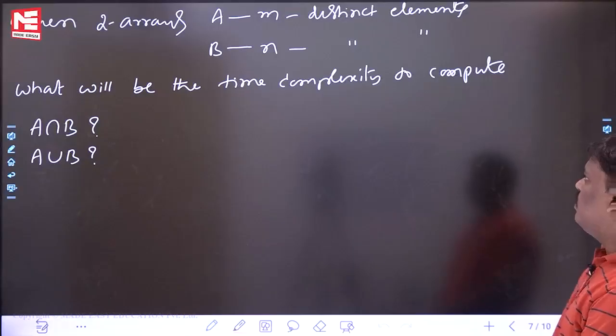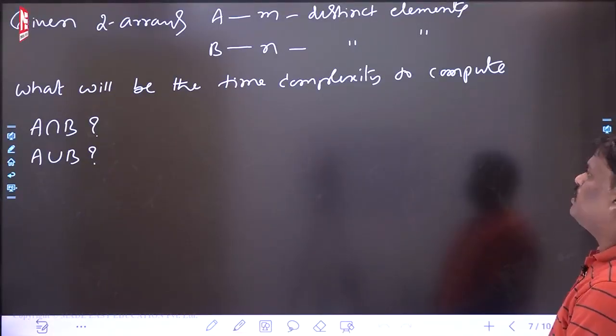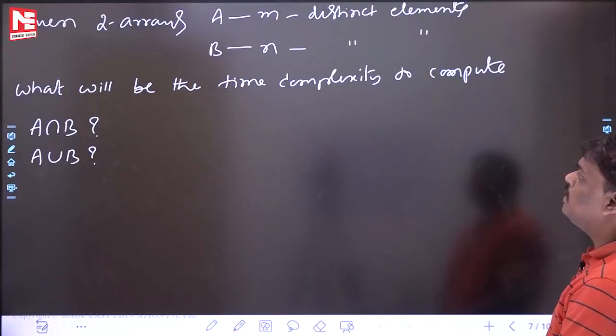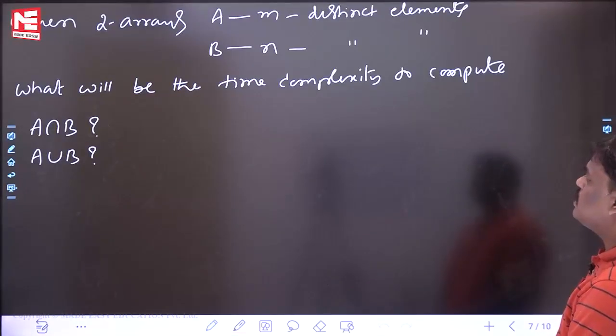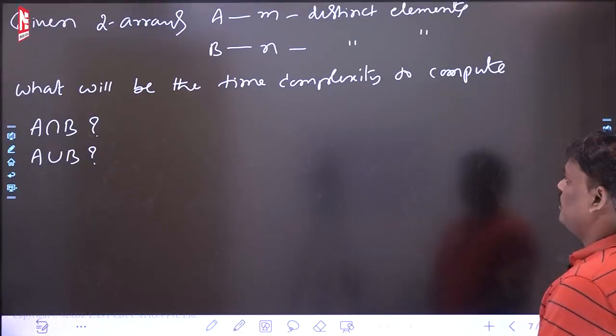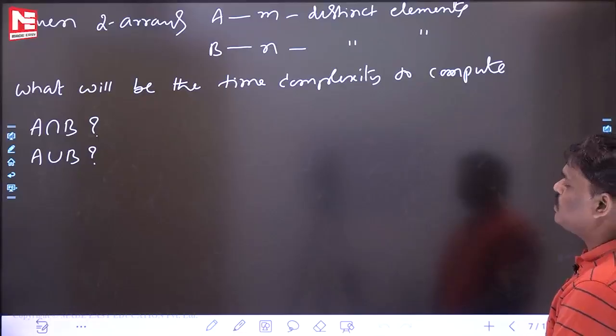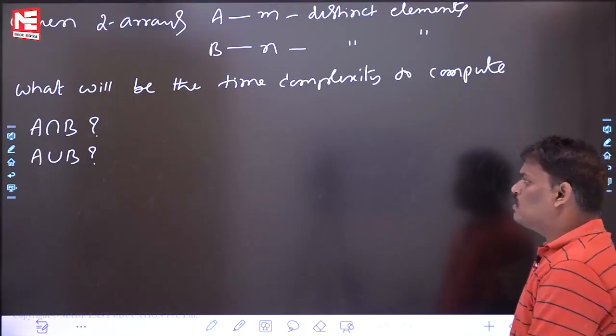A doesn't have repetition, B doesn't have repetition, but A and B combined may have repetition, meaning an intersection may be there. What is A union B? What is A intersection B? We have to compute it. So I am doing it now. Let's do intersection first. If you know intersection, you know union also. So I am starting now.